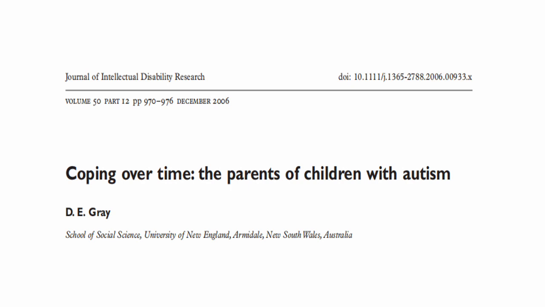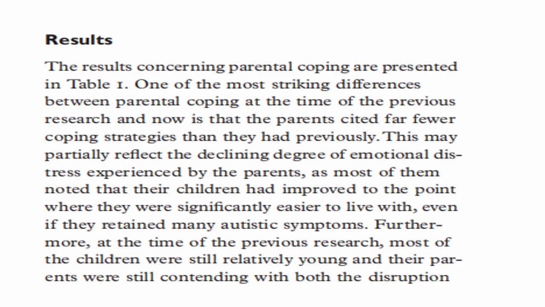And then next, this is an example. For instance, you want to study how parents of children with autism cope over time. So this article, I think, is relevant. And here is the result of this study. It says the result is that there is a striking difference between parental coping at the time of the previous research and now. Meaning, when this was first studied, the coping strategy of parents, for instance 20 years ago, is different from the coping of parents in recent studies.